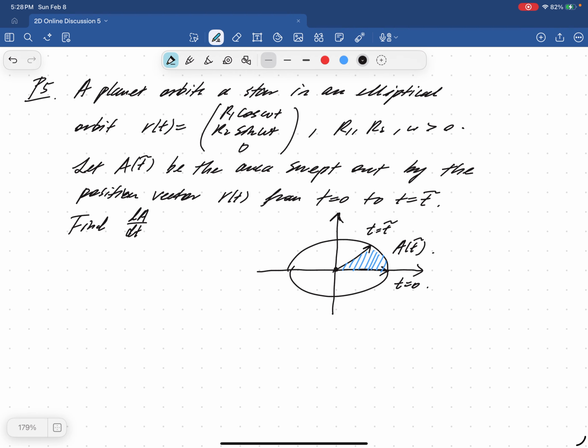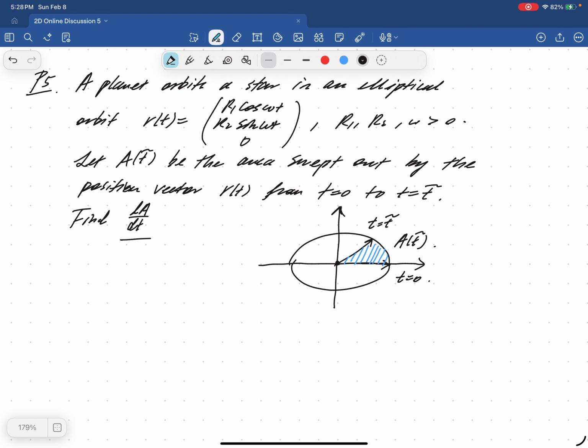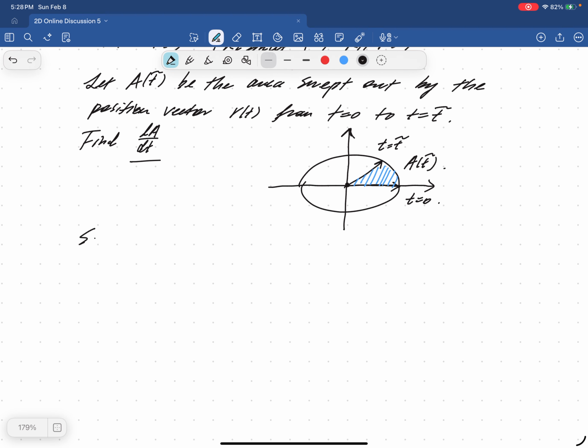I want to investigate the rate of change. I want to find the rate of change of my area with time. So how do I do this? In order to find the rate of change of the area, I just need to see how much A, my area, increases as my t increases a little bit.